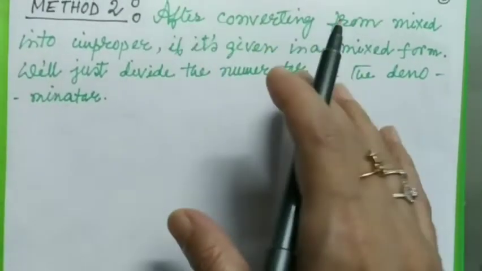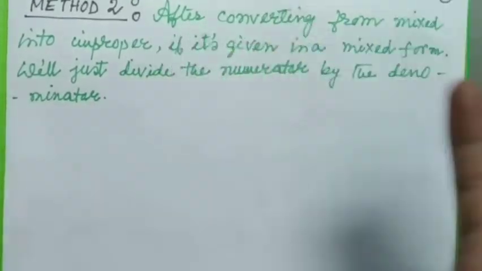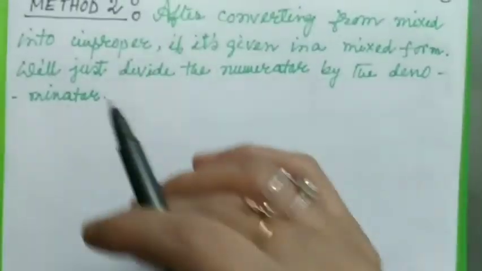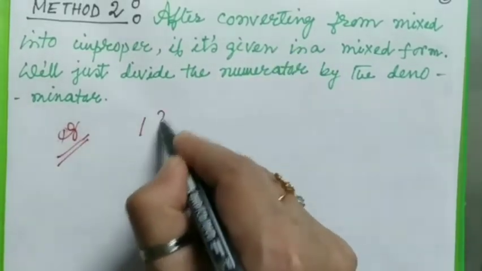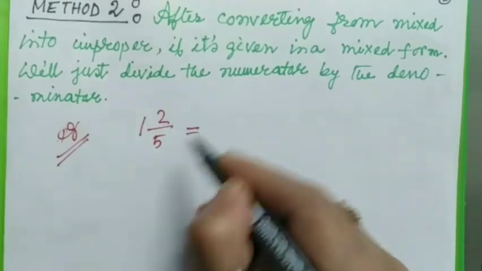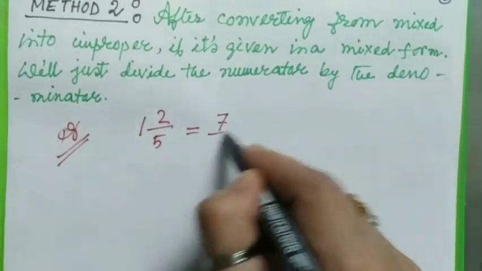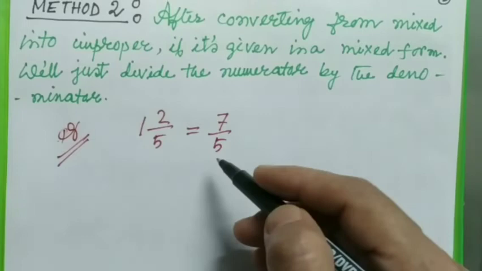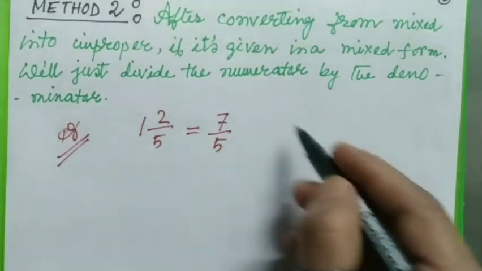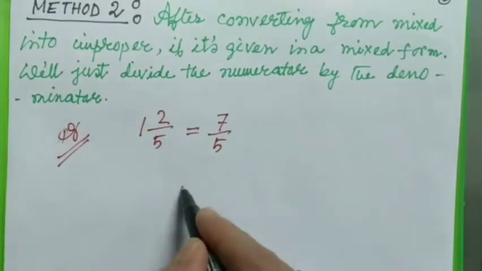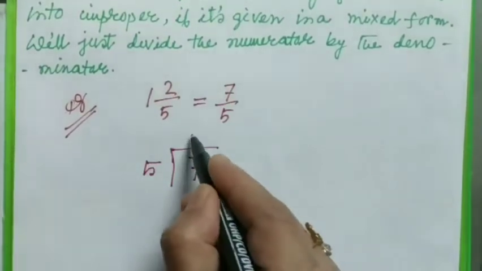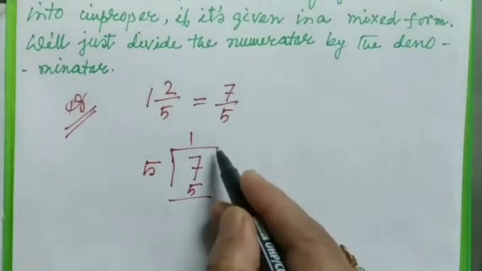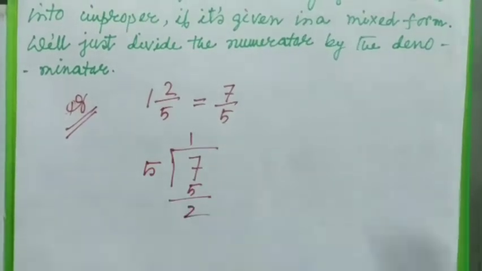After converting from mixed into improper, if it's given in a mixed form, we'll just divide the numerator by the denominator. For example, if it is 1 2/5, then it is in the mixed form, so I'm converting it to improper. This will be 7 divided by 5. Now I'm dividing just like normal division. 7 divided by 5. Now 5 ones are 5. Now 7 minus 5 is 2.